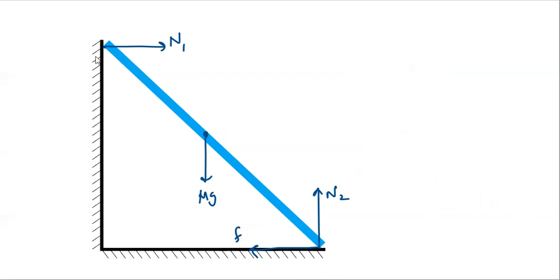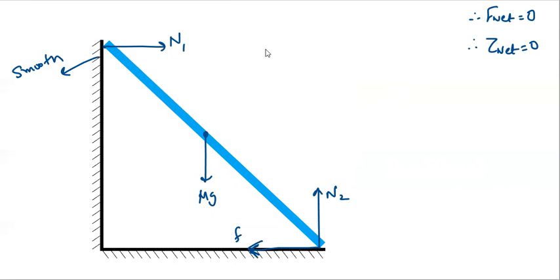Suppose the body is not rotating. On this side, suppose the wall is smooth, so there is no friction. And on the bottom side, the surface is not smooth, so friction will be there. Now, if I say the body is in equilibrium, it means net force will be 0. And if I say the body is in rotational equilibrium, then for rotational equilibrium, net torque will be 0.